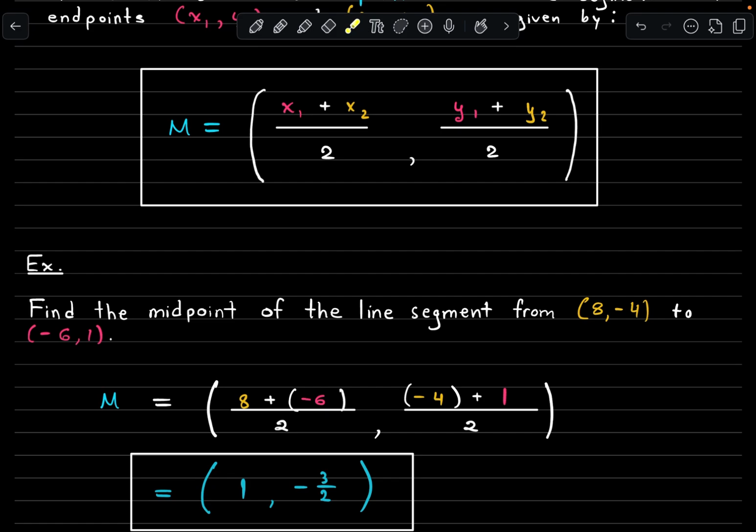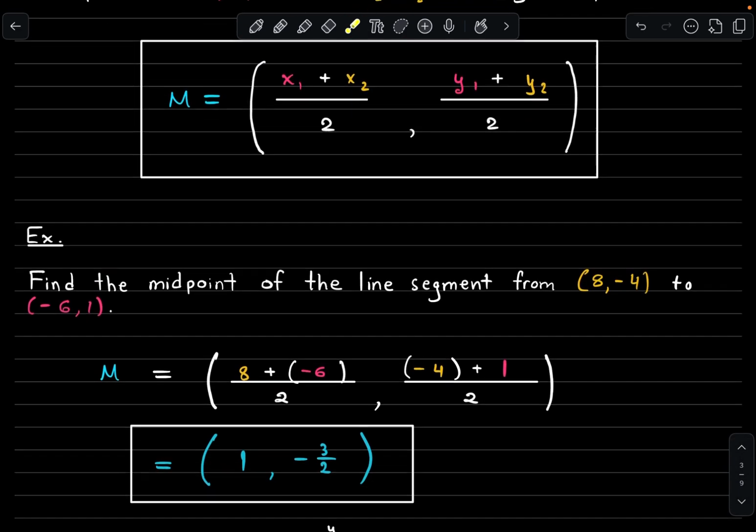For our first point, we're going to get 8 plus -6, which is just 2. 2 divided by 2 is 1. For the second one, we're going to get -4 plus 1, which will be -3. -3 divided by 2. We're going to leave that as a fraction. It's not going to simplify nicely.